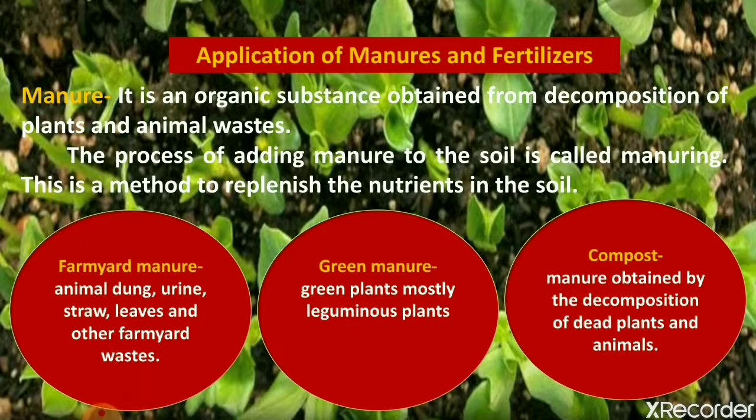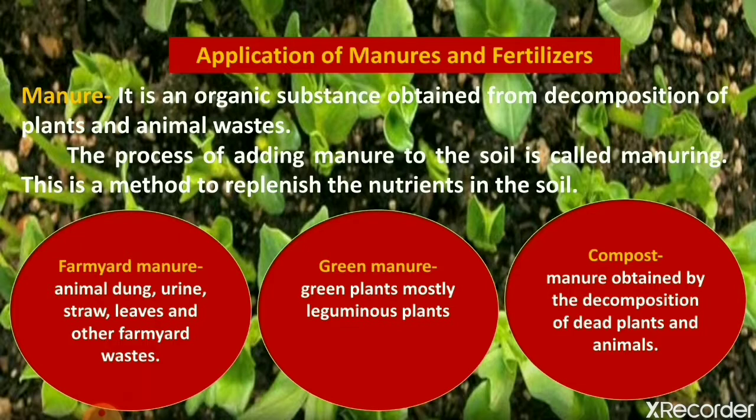Now what is manure? Manure is an organic substance which is obtained after decomposition of plant and animal waste. Plant and animal waste, as we have studied in class 6th, are biodegradable waste. Biodegradable waste can be very easily degraded by microorganisms, and when they decompose it, it is converted into a dark colored substance which is called manure, or, as we have studied, compost. And the process of adding manures to the soil is called manuring.